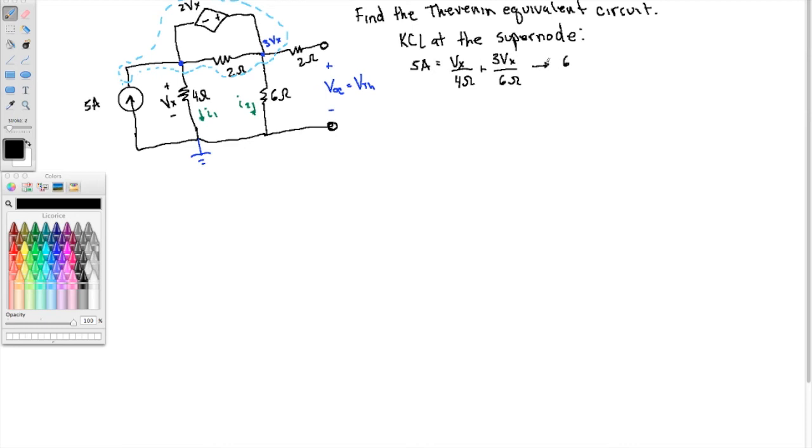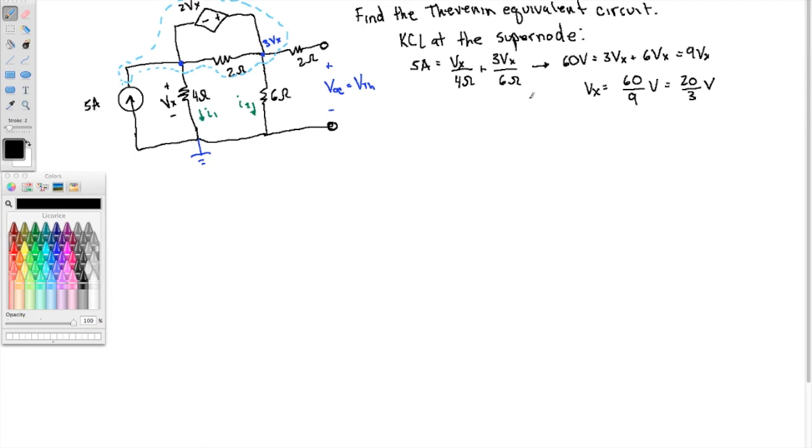That gives us, if we multiply by 12 ohms, 60 volts equals 3Vx plus 6Vx. Right? Okay, so that's 9Vx. And Vx then is 60 over 9 volts, and there is a 3 there. So that's 20 thirds volts.